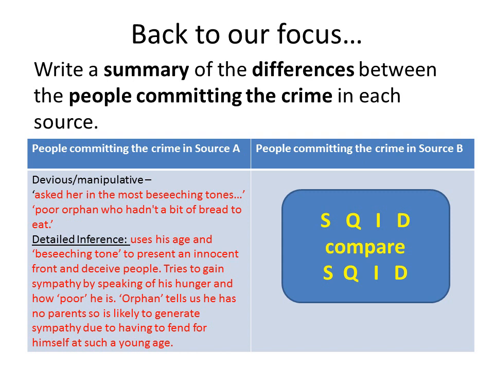The fact he says he's an orphan tells us that he's got no parents, so it's going to get people sorry for him again. It's likely to generate sympathy due to having to fend for himself at such a young age. Now, he's doing all that on purpose, isn't he? So he's doing all that to make us feel sorry for him, to make the woman feel sorry for him. So because of that, he's presented as quite devious and manipulative. So that's how I would approach using SQUID, with one idea, one statement about source A.